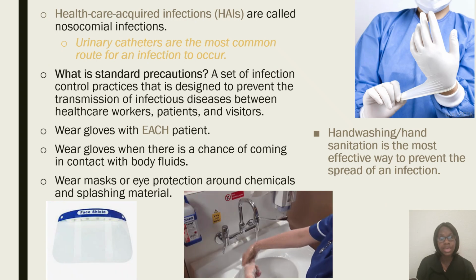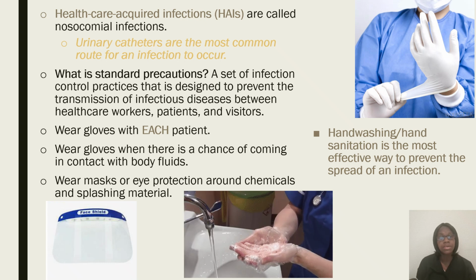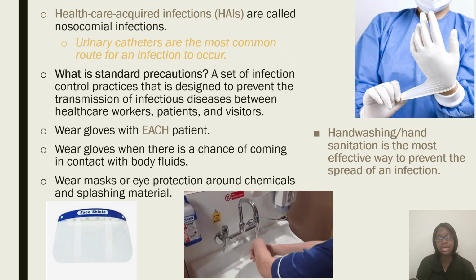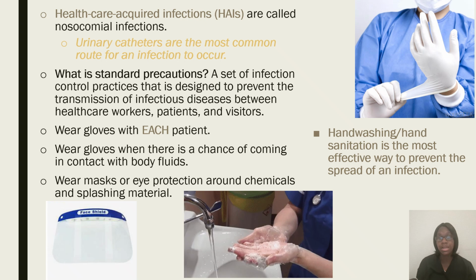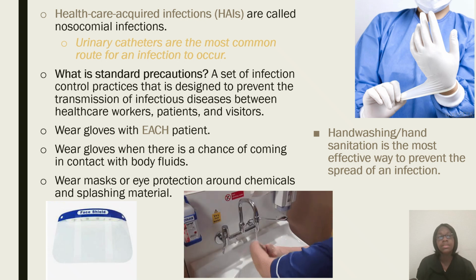Now we have our healthcare acquired infections. These are nosocomial infections. You may see or hear this a lot, especially whenever you have to do learning modules for whatever job you are going to work for. You're probably going to see this term again, but urinary catheters are the most common route for an infection to occur. So just remember that.